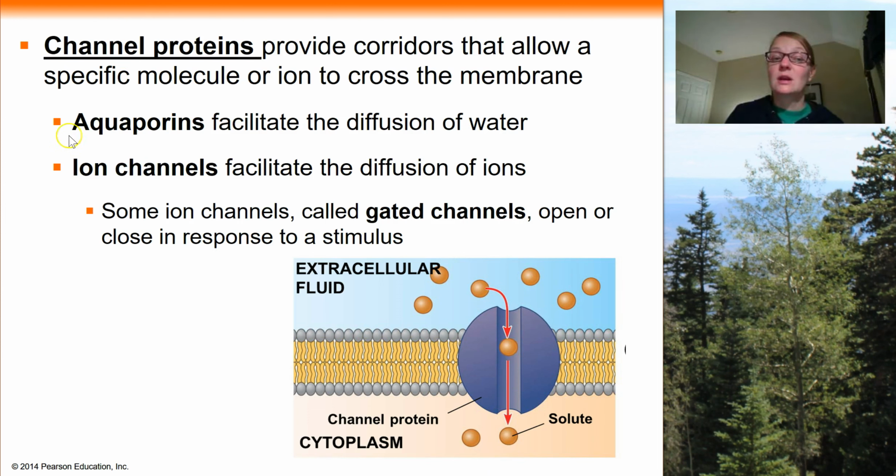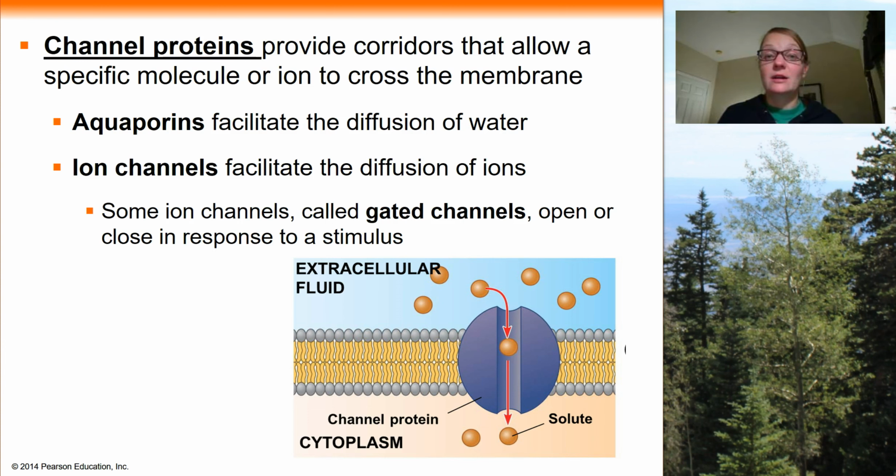Again, aquaporins are channel proteins that facilitate diffusion of water. There are also ion channels that facilitate the diffusion of ions, right? Ions are charged particles. They're not going to get across the membrane on their own, and yet the cell needs them and wants them to come into the cell or maybe out of the cell. And so it needs to produce these ion channels to allow various ions to come across the membrane.